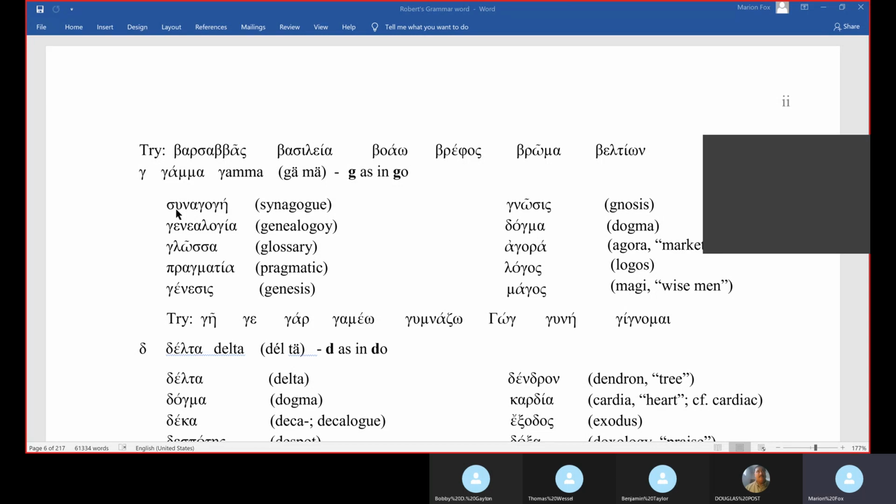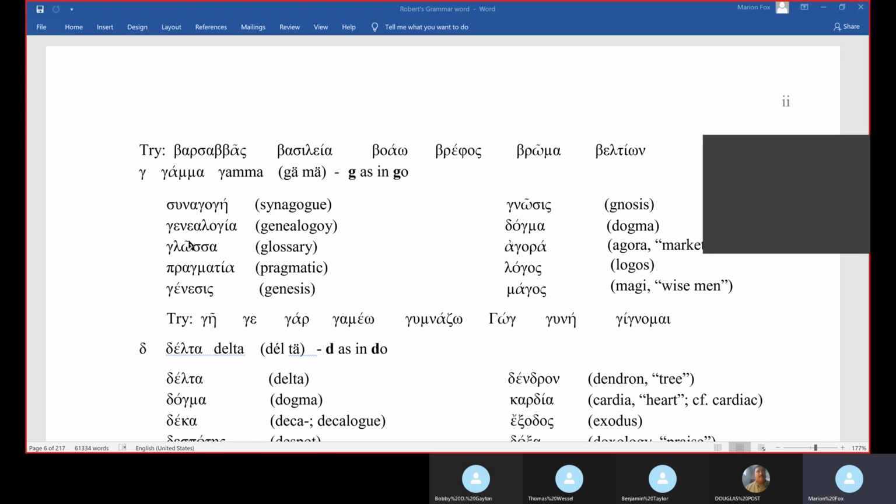So we got a gamma here. We got two gammas in this one, logia. And logia is something written down, so it's a saying. And so this is a genealogy, see?